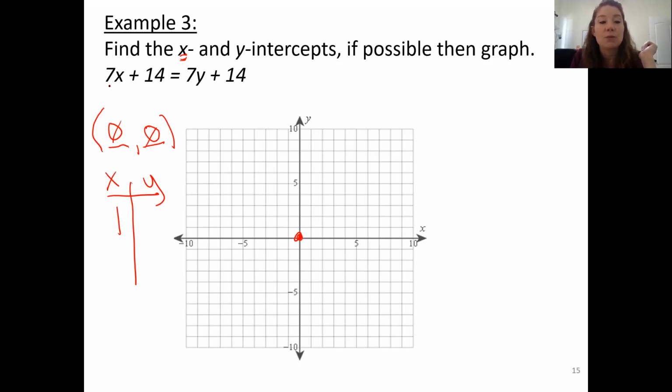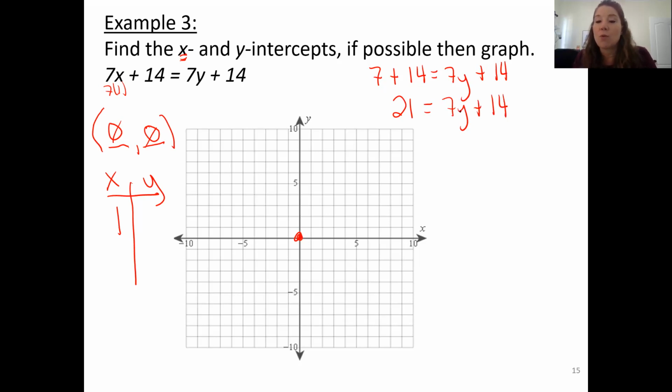So this is only when the X and Y intercepts are both 0, 0, okay? I know this is a little confusing, but this is the way you'll have to do it in Hawks. If X equals 1, if I plug in a 1 right here, 7 times 1 is 7. So let me write what I have now. 7 plus 14 is equal to 7Y plus 14. All right, well, 14 plus 7 is 21 equals 7Y plus 14.